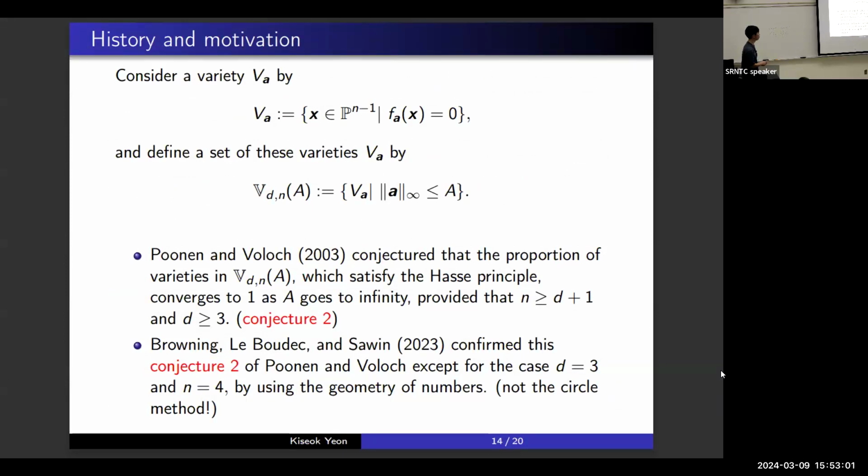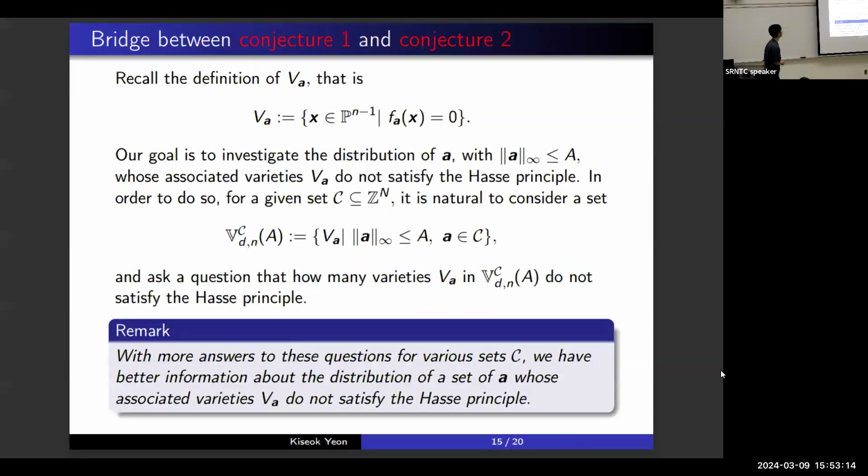And this conjecture 2 was proved by Browning, Le Boudec, and Sawin, except for the case d equals 3 and n equals 4, by using geometric numbers. Okay, let's move on to the next slide. We want to emphasize this slide because it mainly provides the motivation for our result.